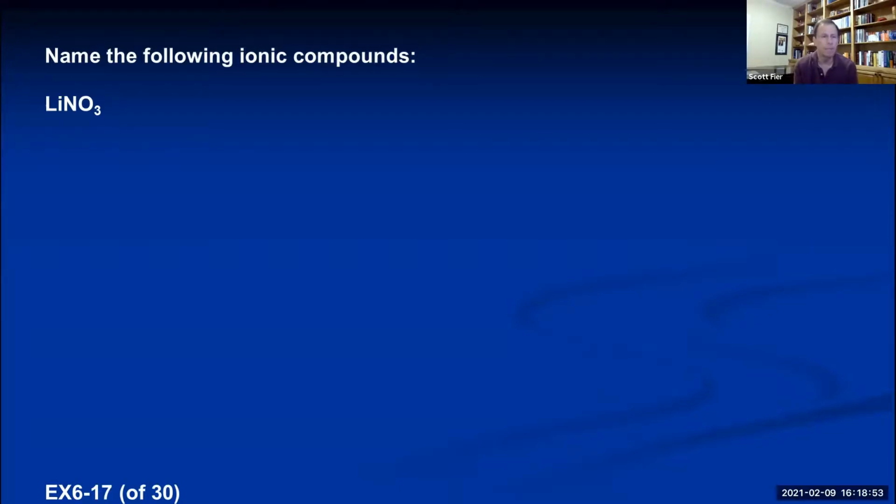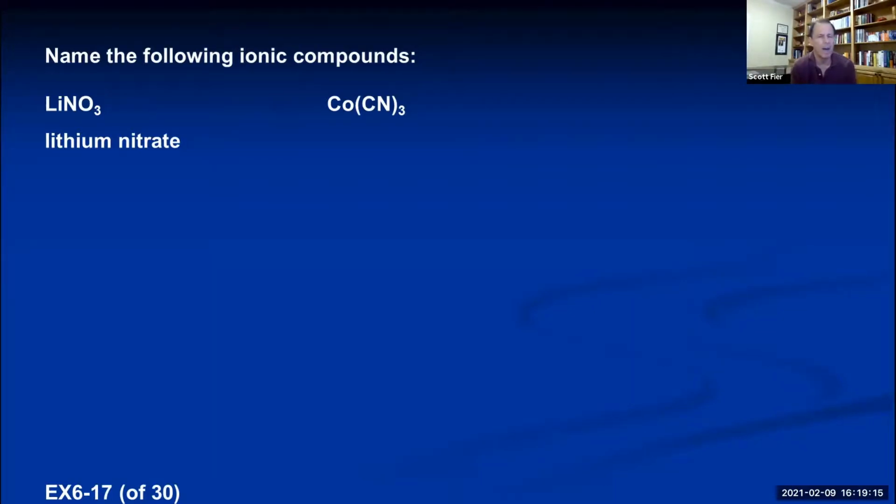There's the lithium ion, and lithium only forms +1 ions, so its name is just lithium. NO3 is a polyatomic ion, that's called nitrate, so the name of this compound, by naming the 2 ions, is just lithium nitrate. Okay? In this particular ionic compound, we have a positive ion, and then our negative ion is a polyatomic ion. You'll have to look that up.